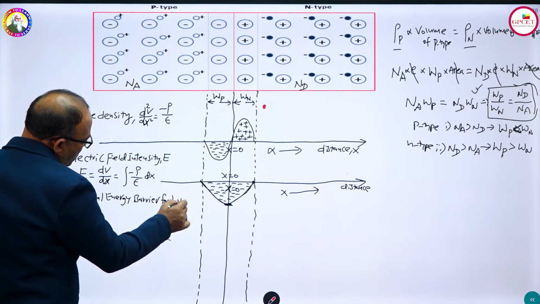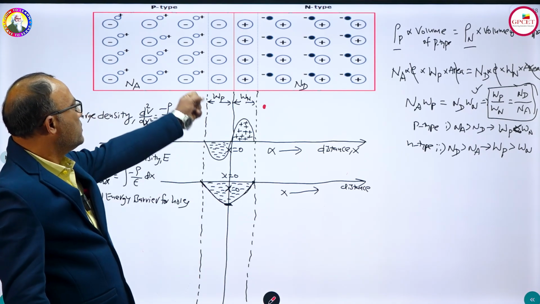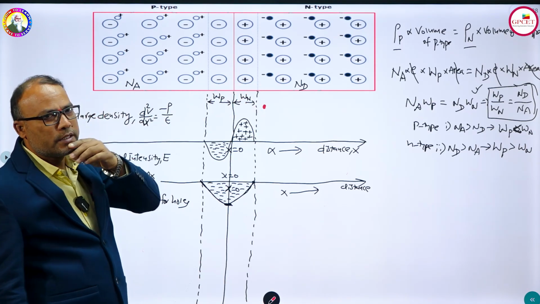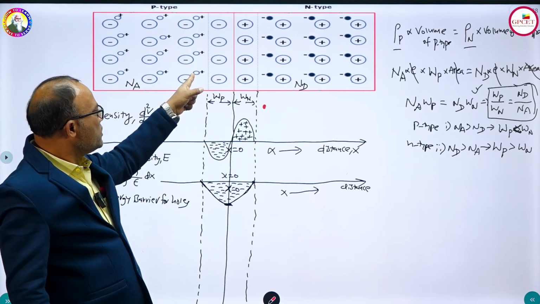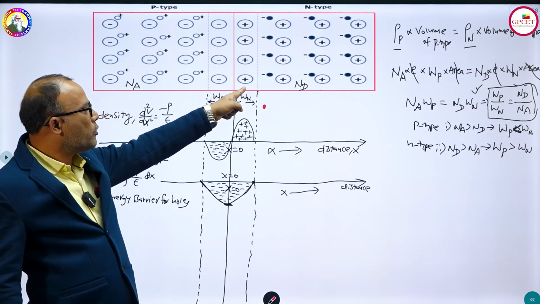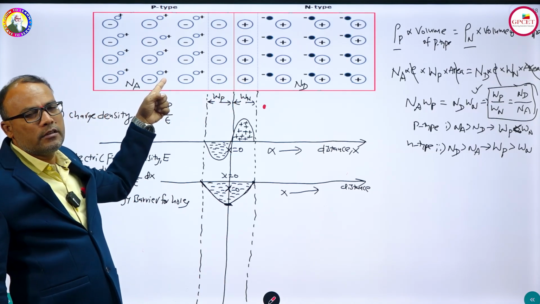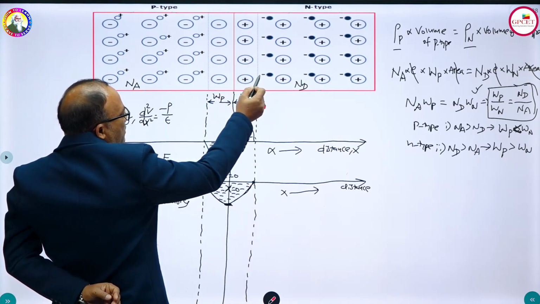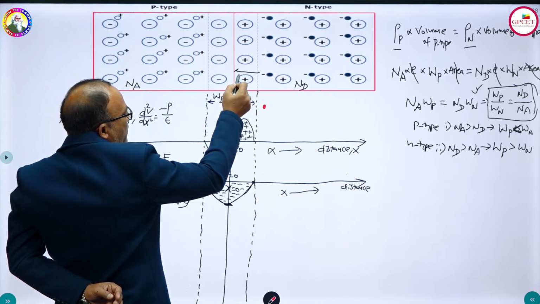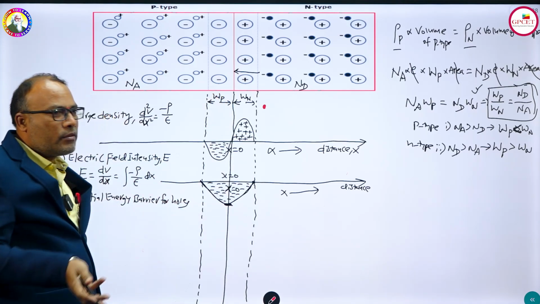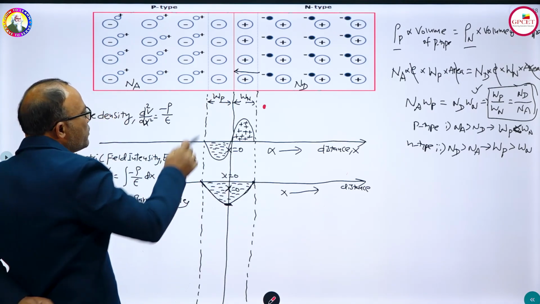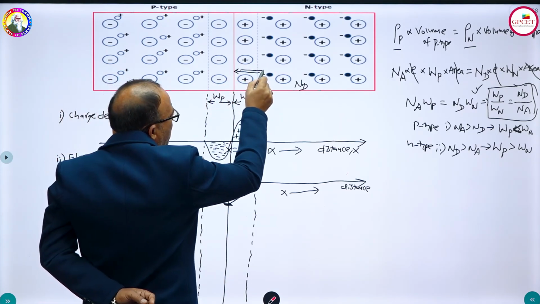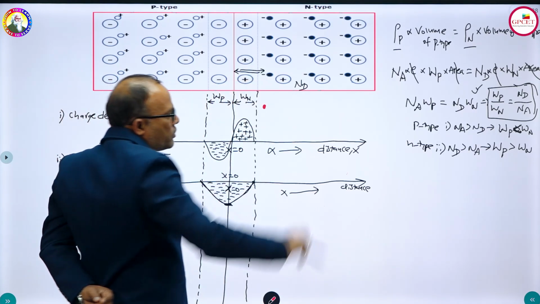Here, this hole is not moving towards that side and this electron is not moving towards this side. The hole tries to move towards this side but is overcome by the positive charge here, repels back, and comes over here. Similarly, this electron comes near the junction but will not cross it because it does not have that much energy to cross the junction. It is overcome by this negative charge, repels back, and again sits in its original position.